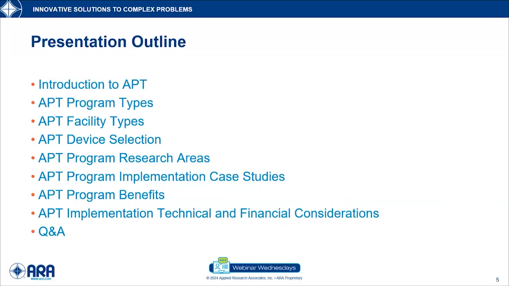As far as today, I appreciate the opportunity to present the main aspects related to implementing an APT program. It is a very complex task, but there are several programs that have been very successful doing this type of research. Today I will go from the basics of what an APT program is, what type of programs there are, the facility types, the considerations to select the most effective APT device that will fit the program needs, what type of research can be done with APT technology, and a couple of successful APT program implementation case studies and ROI, return on investment, that has been reported for these programs.